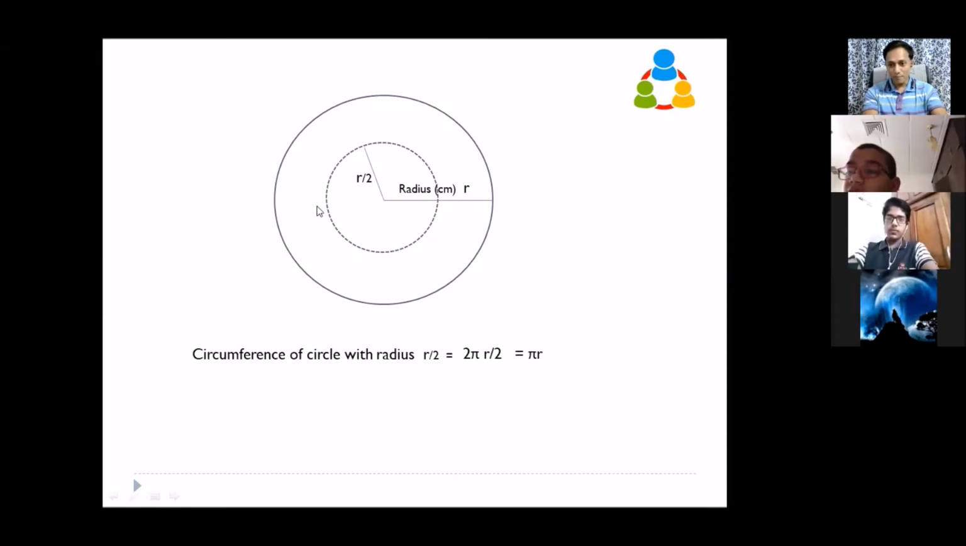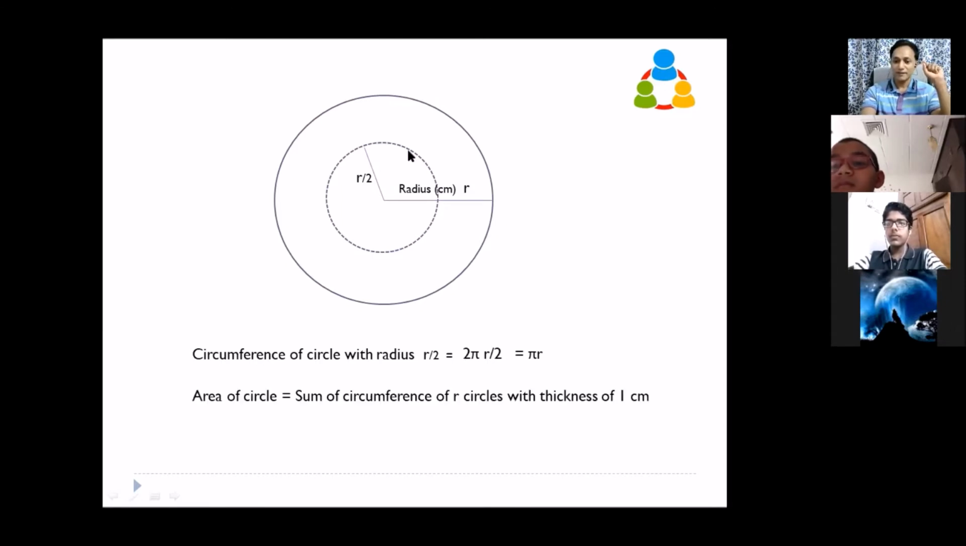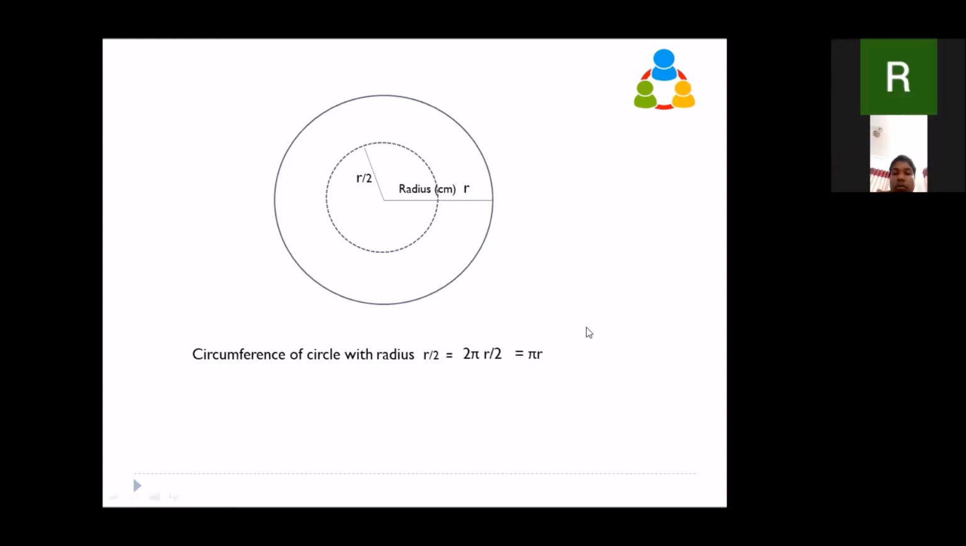But now pi r is only the circumference of this circle. If you want to calculate the area of this circle, you have to multiply it with the thickness. Is it not? If you have to get the area of this portion which this circle covers, forget about the dotted line, it's not dotted, I have mentioned it just to show. Actually consider it as a full thick line. If you want to get the area covered by this line, you have to multiply this circumference with the thickness of this line, right? Do you understand that concept? It's an important concept.